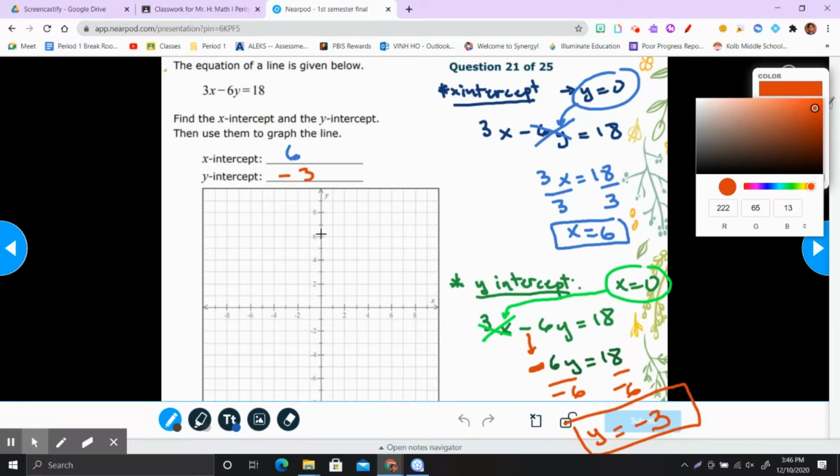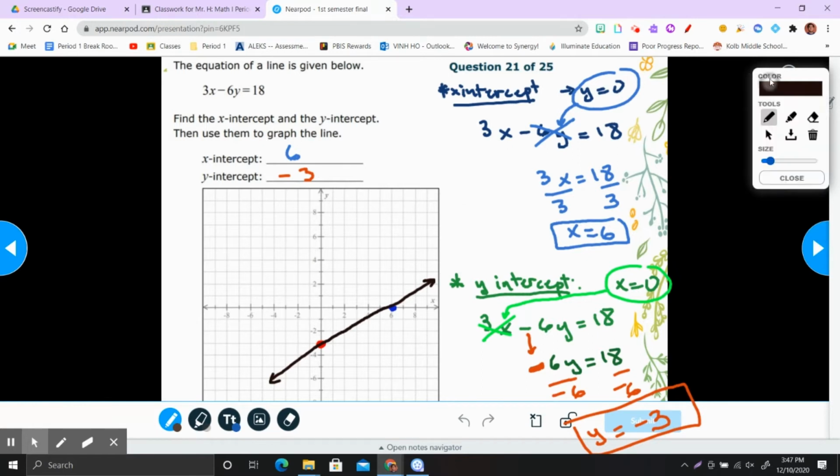All right, so now we're going to graph this. The x-intercept is the point on the x-axis, which is 6. The y-intercept is the point on the y-axis, which is negative 3. All right, then what we're going to do is connect the 2 points with a line. And that's it. Number 21.